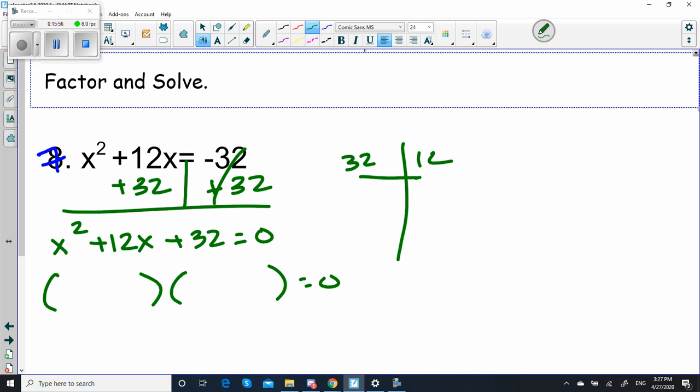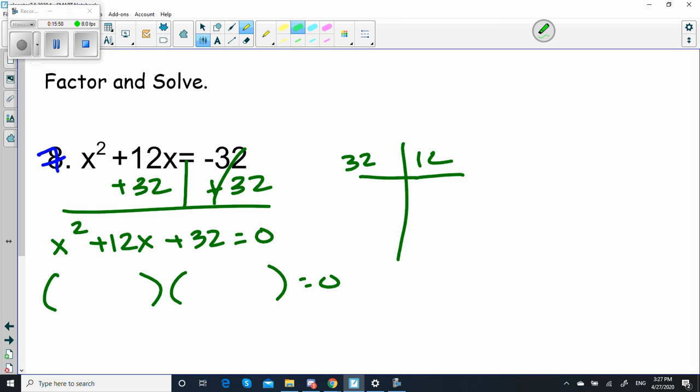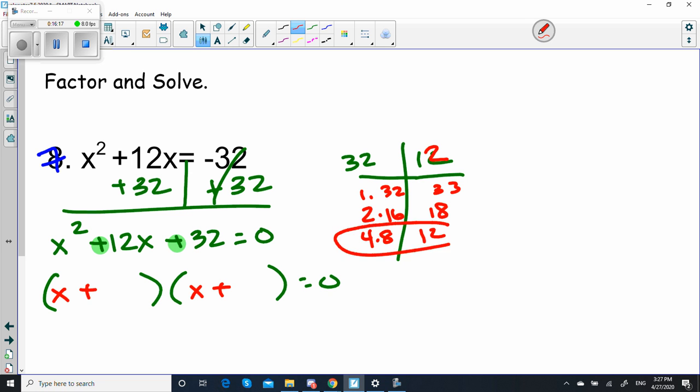All right, everything's plus. Do you notice that? Because both of these signs are plus, there's no minusing here. We know it's x plus something and x plus something. We just got to figure out what. So 1 times 32 is 33. 2 times 16 is 18. This is supposed to be a 12. 3 won't go in. 4 times 8 is 12. There it is. We found it.